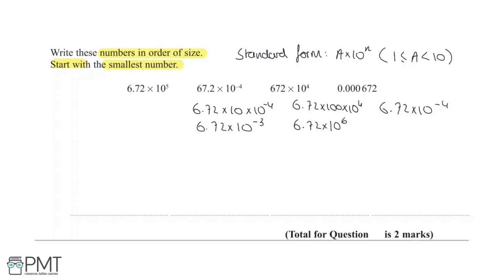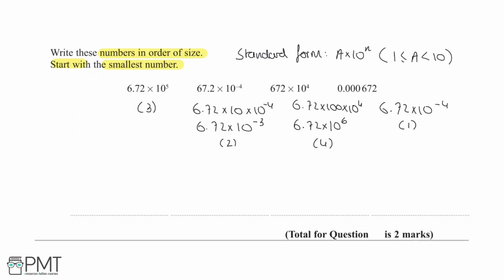Now all we need to do is compare the exponents. The smallest one is whichever has the smallest exponent, which is 6.72 times 10 to the minus 4, so this is going to be in position 1. I'm not going to write it in yet because we'll need to convert them back, so we're just going to get a placement for each of them, and then we'll convert them. Then we have minus 3, which is our second position. Then we have times 10 to the 5, which is going to be in position 3, and times 10 to the 6, which is going to be in position 4.